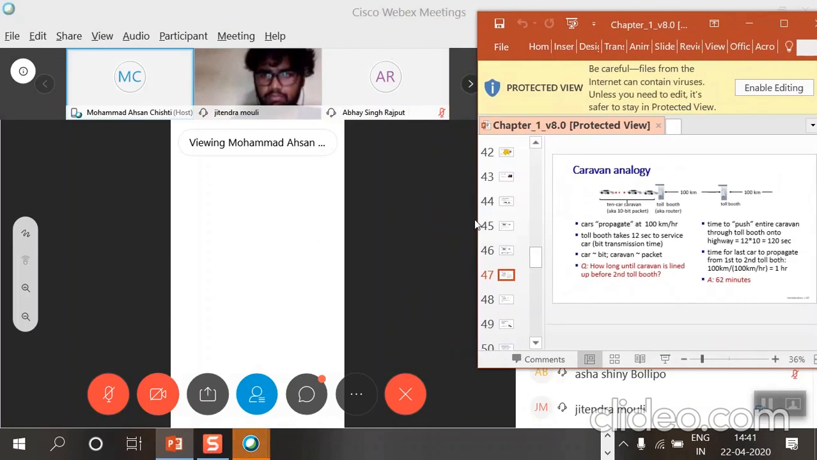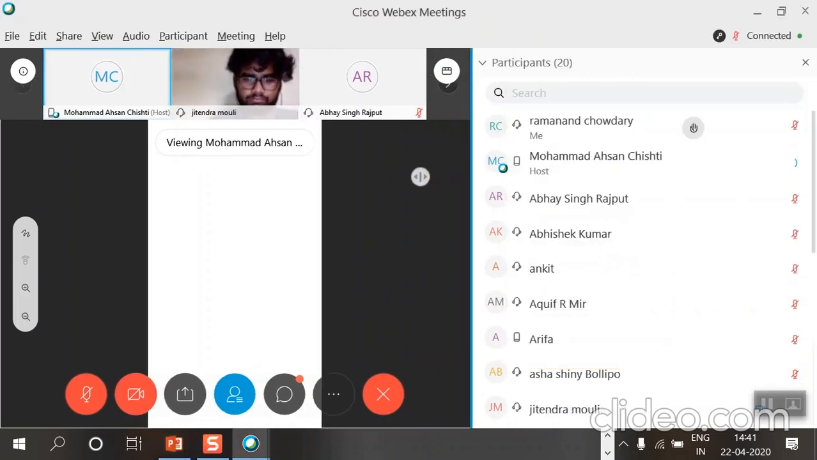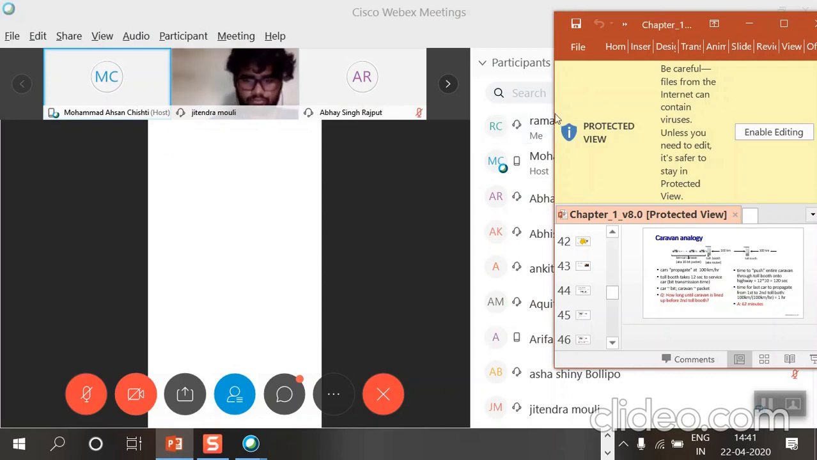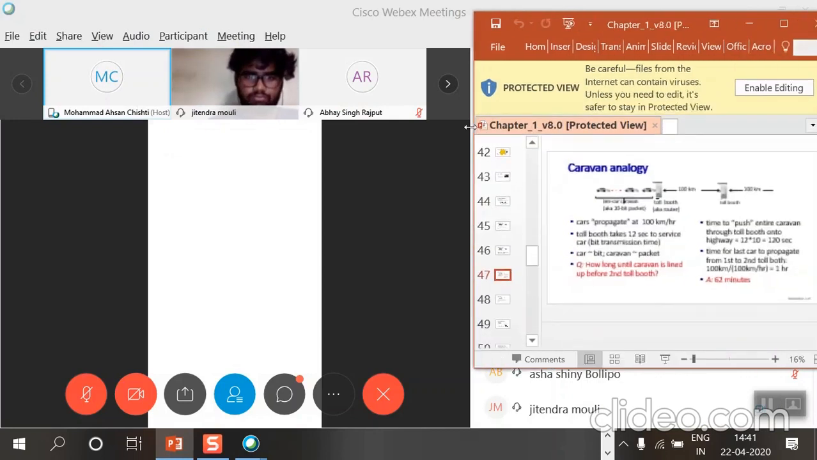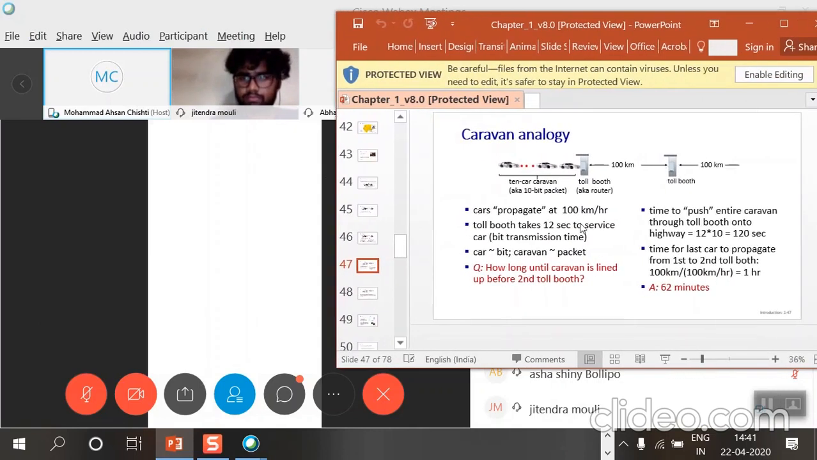The segment from A to C can be considered as a road, a highway, and the router that we have is in between. Consider that as a toll booth. It's the booth where you pay tax to use the road. Now, a car here is a bit, and we are taking 10 cars forming a packet. So a packet of 10 bits.